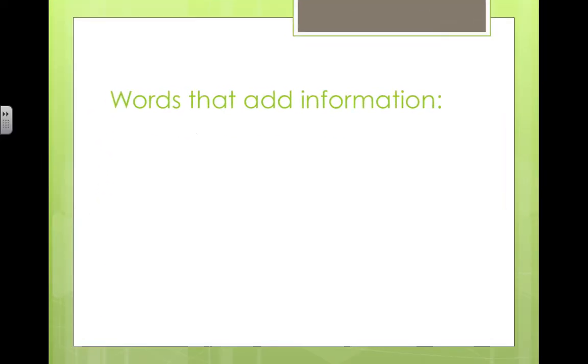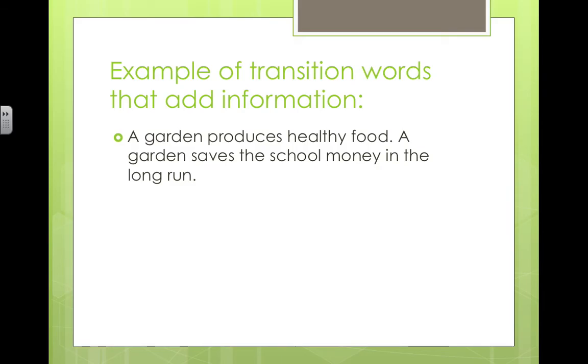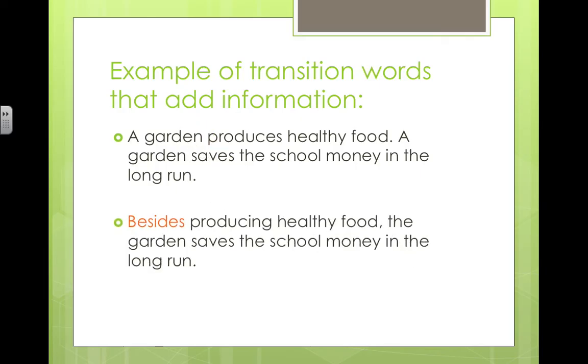And then you have words that add information. Here's some examples. If you start off with a sentence like this, a garden produces healthy food. A garden saves the school money in the long run. You will add transitions, and it might sound like this. Besides producing healthy food, the garden saves the school money in the long run. The syntax is just a lot more clear there. It flows together much better than it does in the first example.